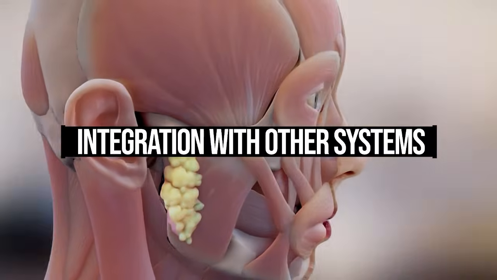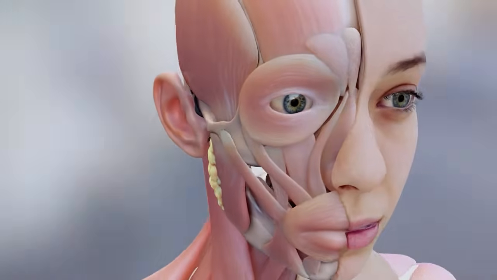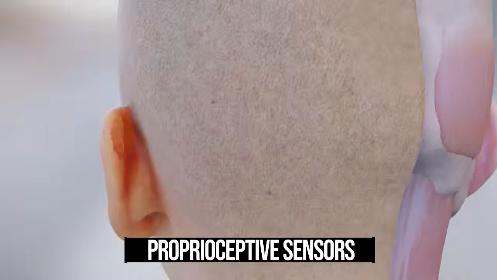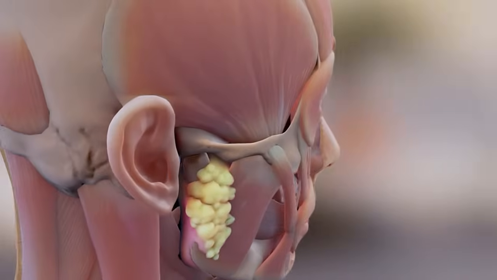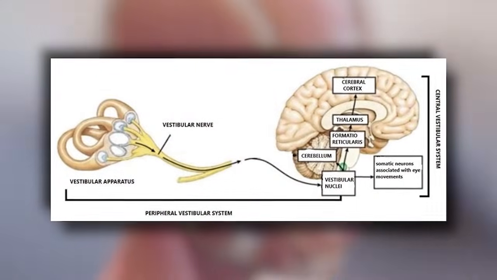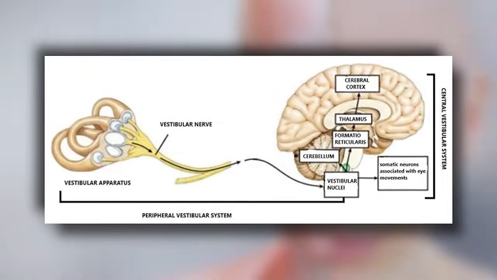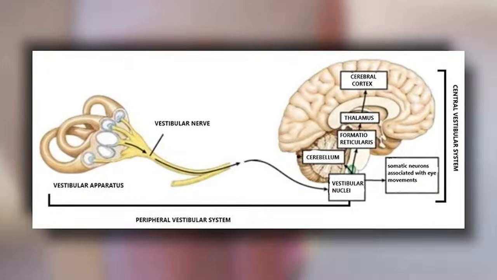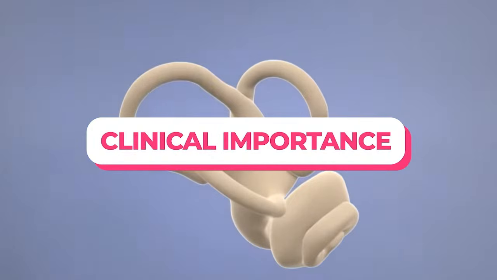Integration with other systems. The vestibular system works closely with the visual system and proprioceptive sensors in the body to maintain balance and spatial orientation. Information from the vestibular system is sent to the brainstem, cerebellum, and other areas of the brain to help coordinate movement and balance. Clinical importance.